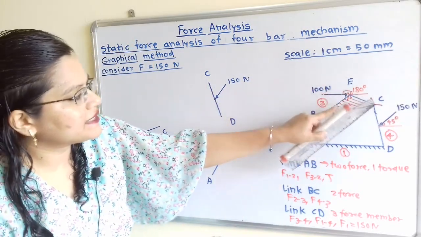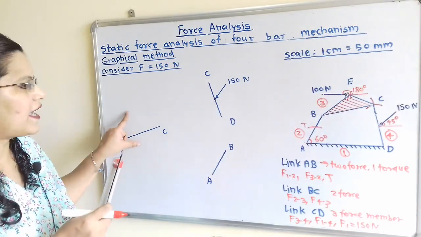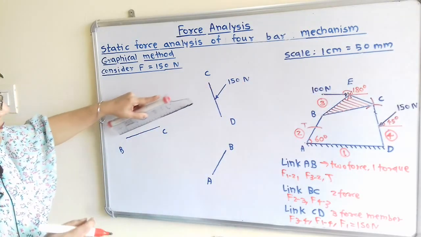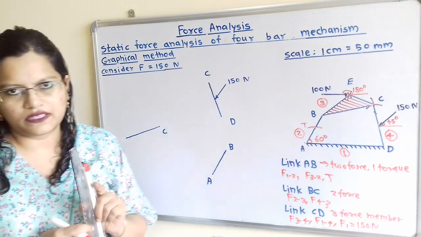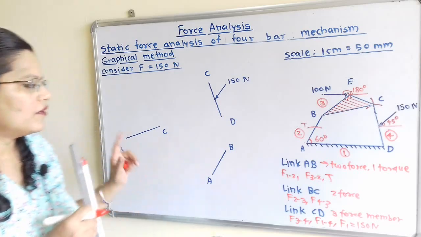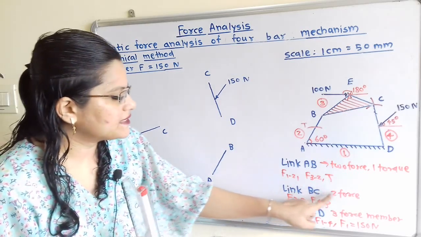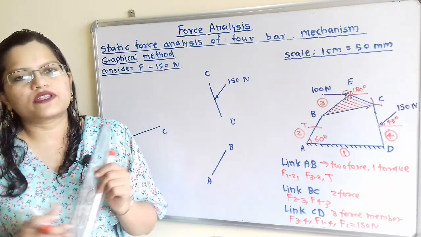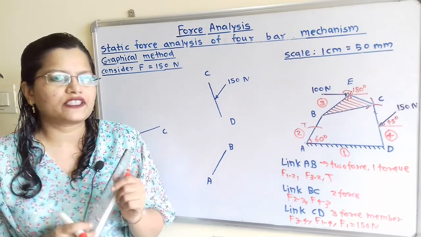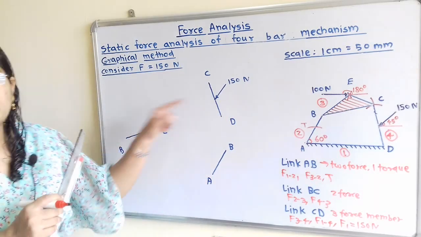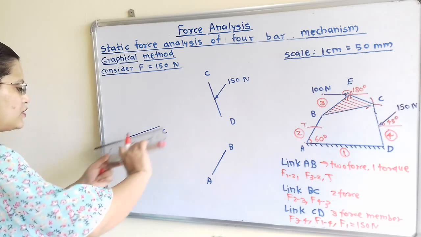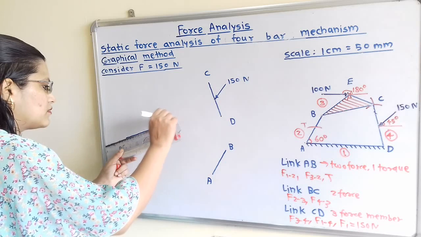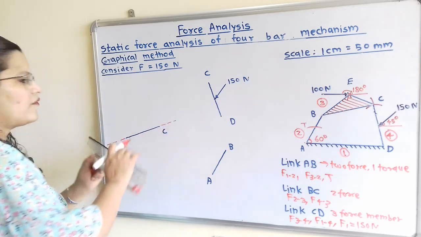As BEC is one link that we have to consider, we will transfer only this link BC. So here we have to transfer this. Now if we observe, link BC is a 2 force member. What is the condition for a 2 force member? The line of action of force is along that link. So BC is in this direction. So I will show here the line of action of force with the help of a red marker.